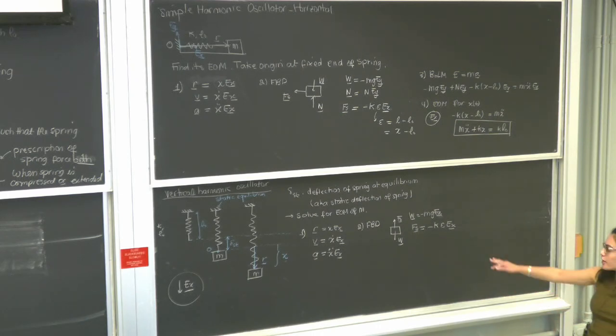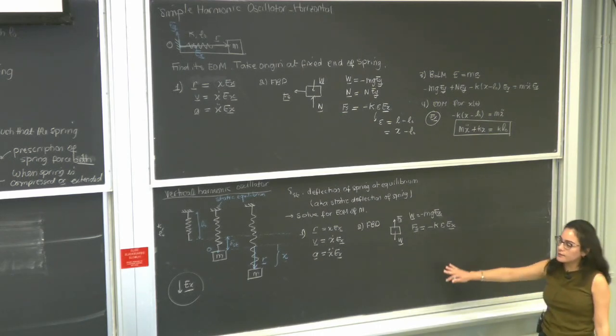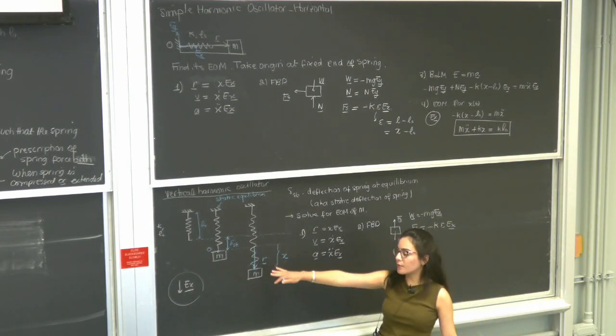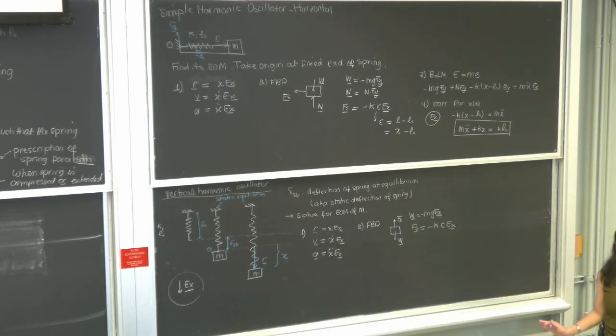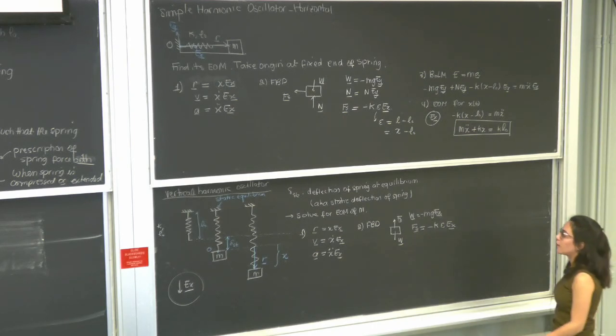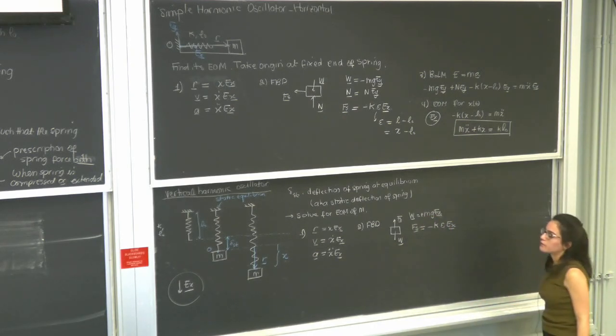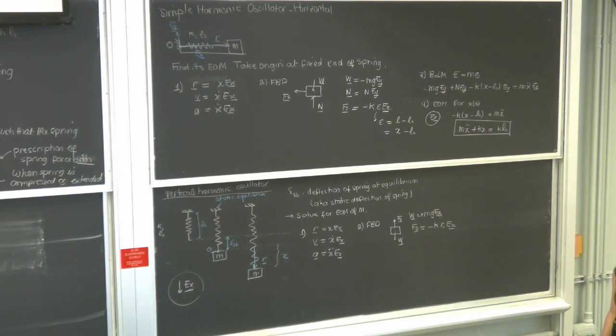Let me double check: when epsilon is positive, the spring is extended, like the case I drew here, and the spring force points along minus Ex, which is right. It's always nice to double check your expression, and it's always easiest to do that when the spring is extended. Yes? Thank you. Anything else?